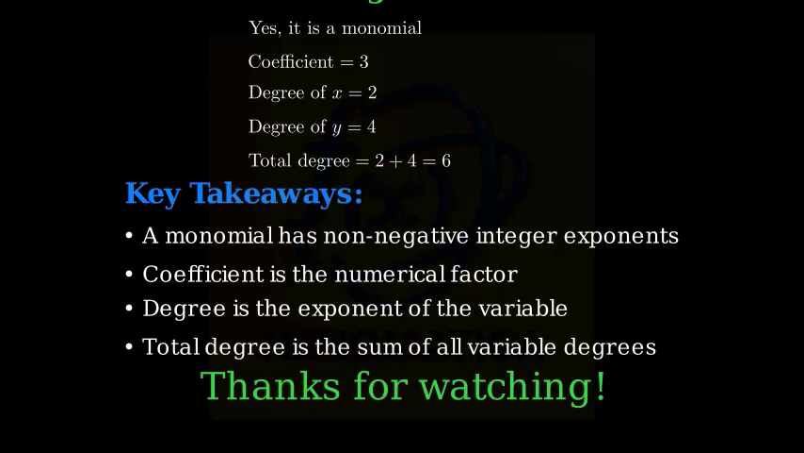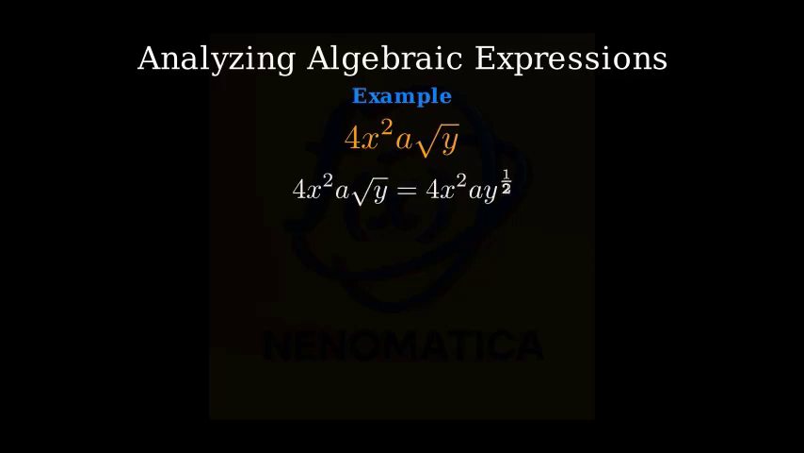We'll determine whether an expression is a monomial and find the coefficients and degrees with respect to each variable. Let's start with an example. We'll examine the expression 4x squared times the square root of y. First, let's rewrite this expression in a standard form using exponent notation. The square root of y can be written as y raised to the power of 1/2.